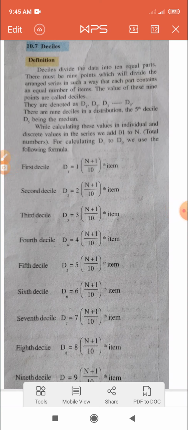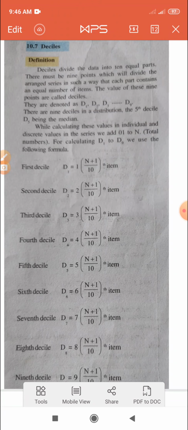Before starting this lecture, I will revise what we studied in previous videos. We studied the introductory part of the third topic of 11th Economics, that is partition value, the theoretical base of the topic. Next, we start the part of calculation, that is calculation of quartiles as per individual series, as per discrete series, and as per continuous series.